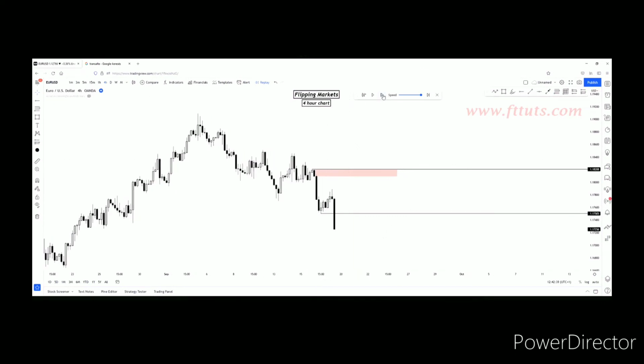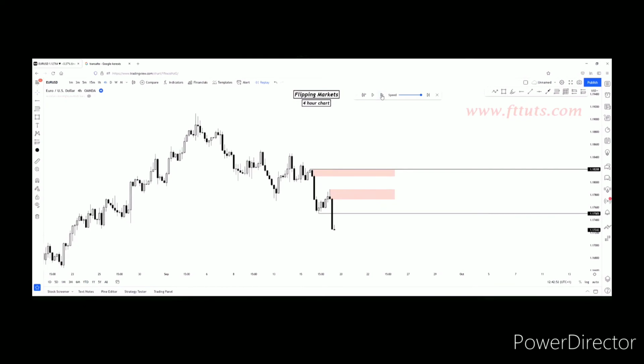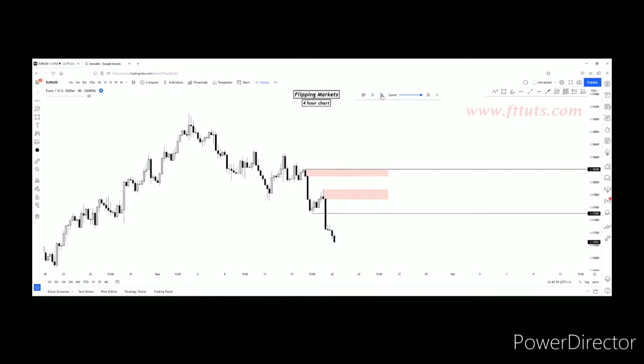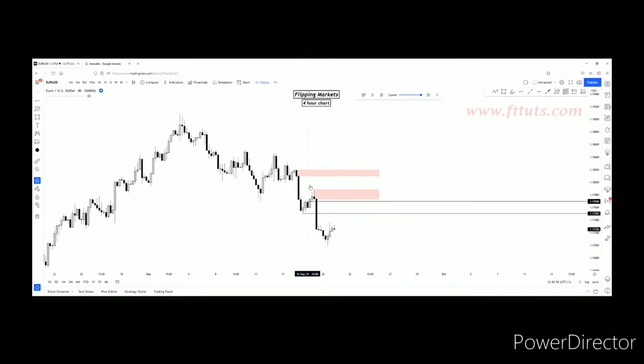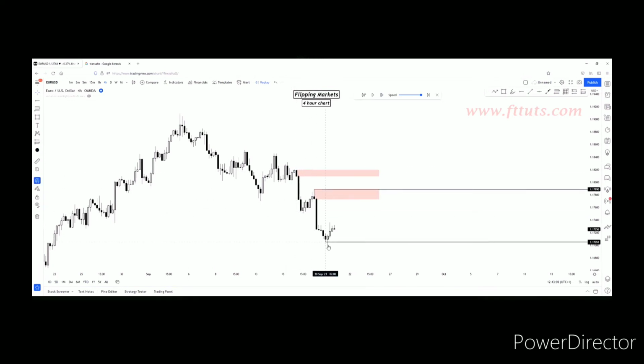Let's see what happens. Okay, as you can see, price created another inefficient movement to the downside and broke structure. So this means we have another supply zone, which is up here. Okay, let's play price. Waiting for a pullback. Okay, the pullback happened. So we are currently moving in this range.